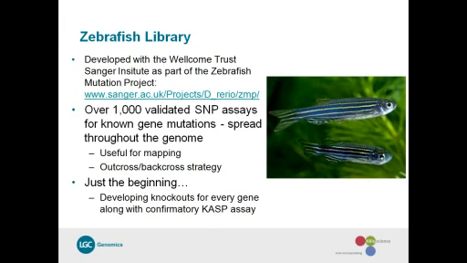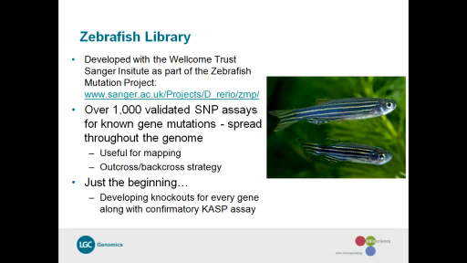So a little bit about the Zebrafish library. We've been developing this in concert with the Wellcome Trust Sanger Institute. It's part of the Zebrafish Mutation Project. There's a link there for you to go to it, and we'll send this presentation out to everybody as a follow-up. We currently have over 1,000 validated SNP assays for known gene mutations, and they are spread pretty evenly throughout the genome across all 25 chromosomes. So very useful for mapping purposes, employing an out-cross, back-cross strategy. And this is really just the beginning.